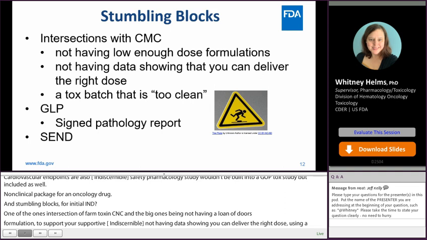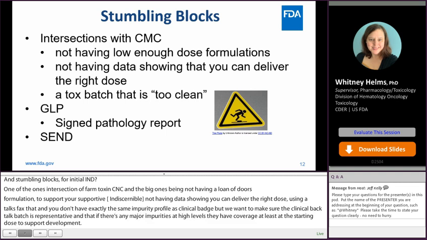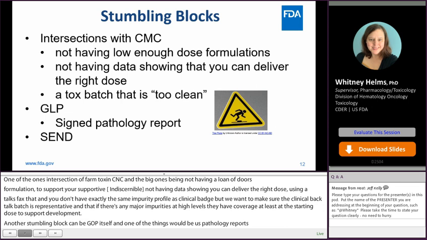Another stumbling block can be just GLP itself, and one of those things would be a signed pathology report. Pathology reports under GLP are considered primary data and therefore must be signed to be considered valid. Another stumbling block may be SEND data, which is the standard exchange for non-clinical data. This is a fairly new requirement that's going to become more of an issue, because with certain toxicology studies, if these data sets aren't included, the technical rejection criteria is going to be turned on and your IND may be rejected at the gateway, so that we don't even know that it's been submitted.